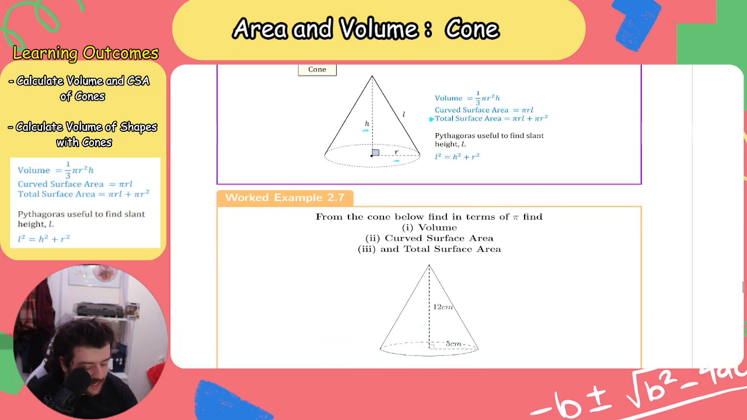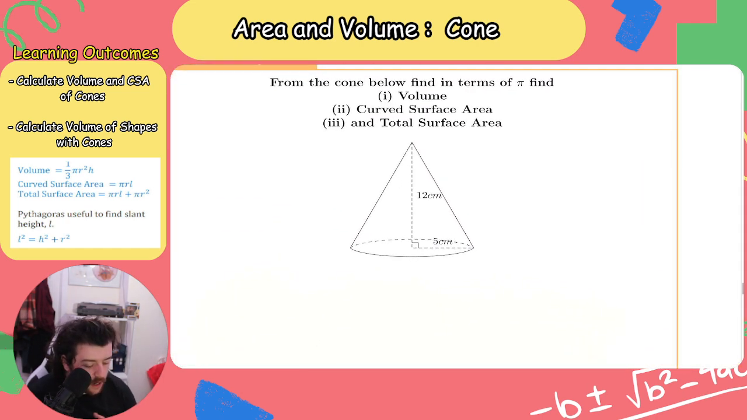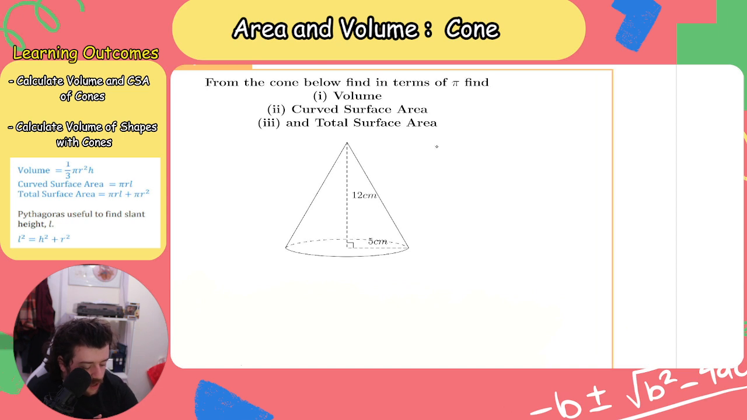So let's have a look at this question here. From the cone below, find in terms of pi the volume, curved surface area, and total surface area. So let's label my bits. Obviously here my height is 12. I don't know my slant height. My radius is 5. I don't know what my slant height is, so we're going to need to use Pythagoras' theorem.